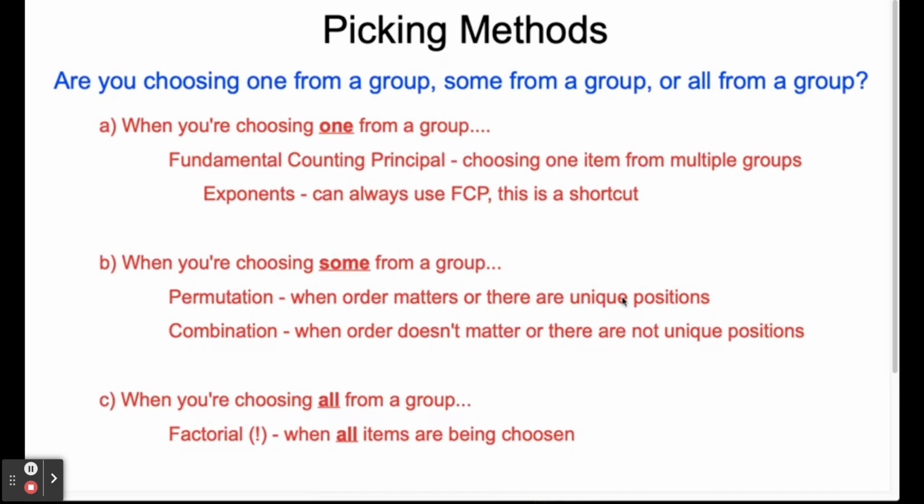So just a quick review there, and something that should help. I would make sure you get these down as notes, because it's something that should help you organize your thoughts as you're trying to figure out which method you're going to use to determine the number of ways something can happen.